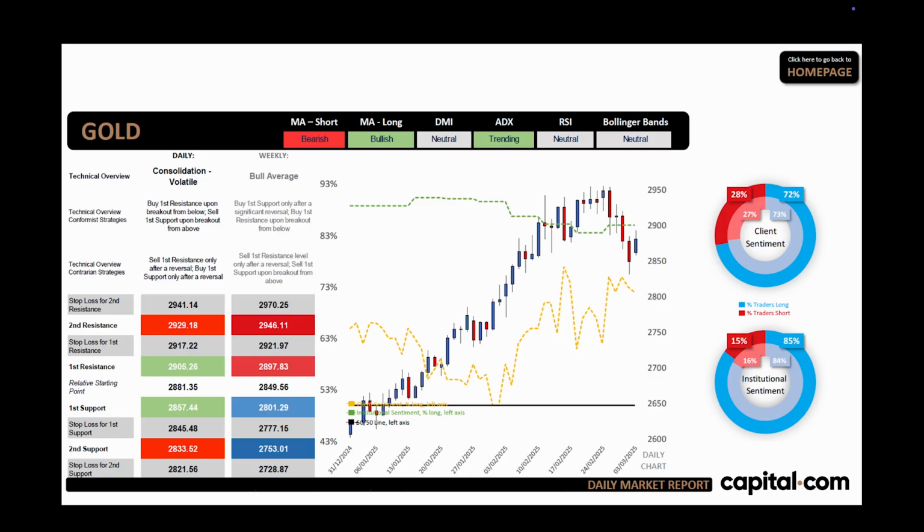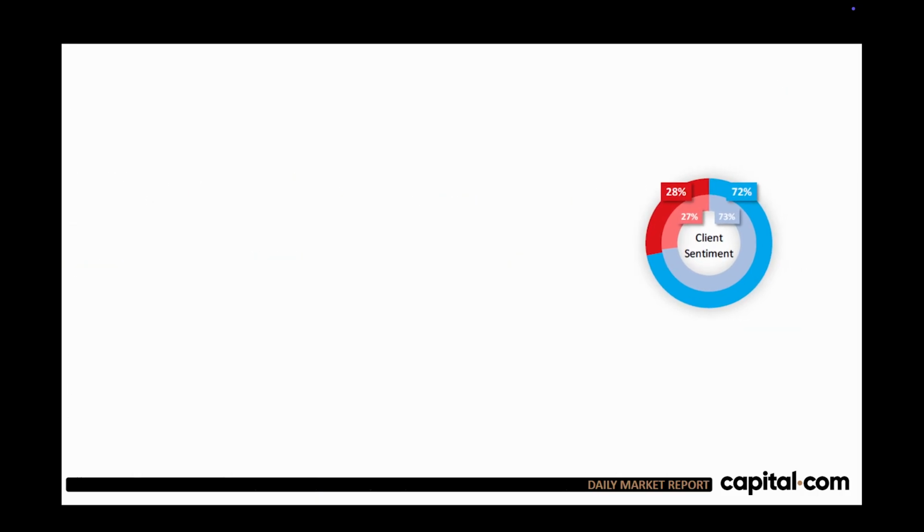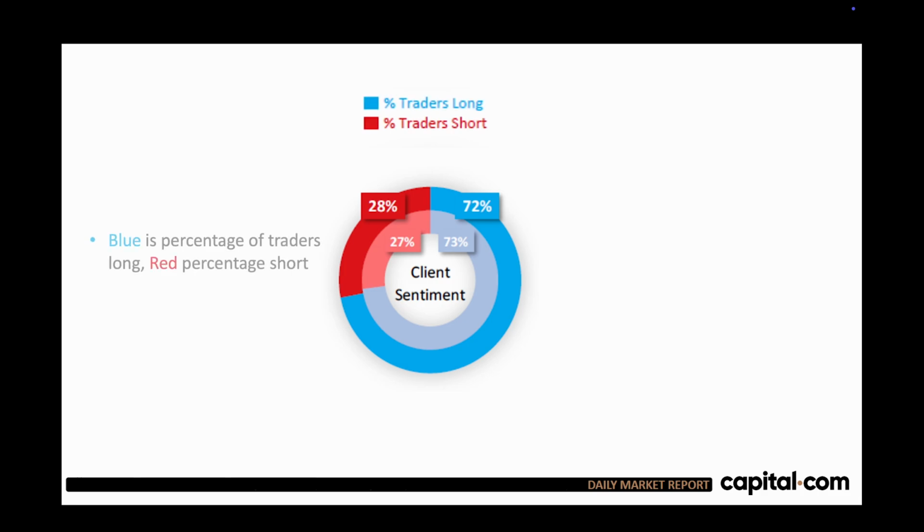We're going to start with those sentiment circles on the right. Let's start with client sentiment. This is capital.com's very own client sentiment. It goes without saying, blue is the percentage of traders long, red is the percentage short. Now you're going, hang on a second, I see 2 sentiment circles, and you're right. That's because the outer circle is where they stand as of this morning, whereas the inner circle is as of the previous trading day. That way you can see how they've changed from one day to another.